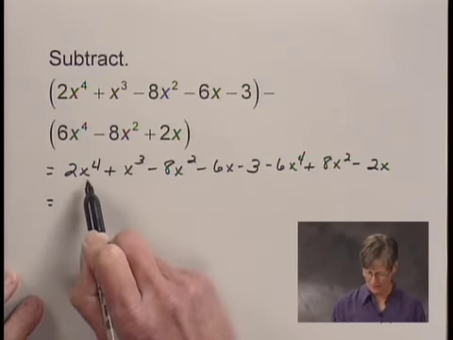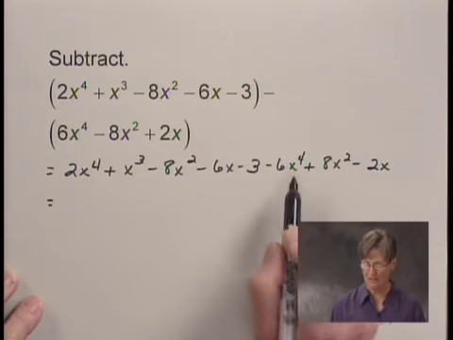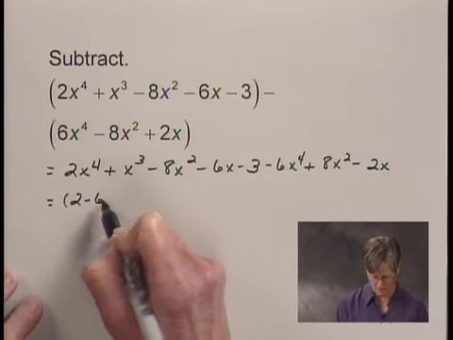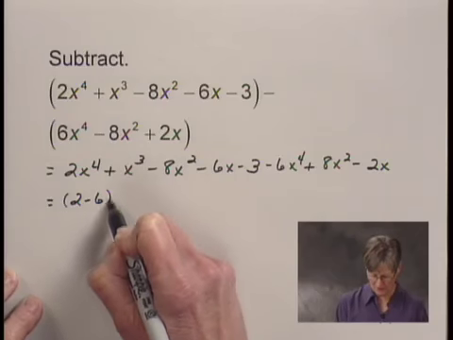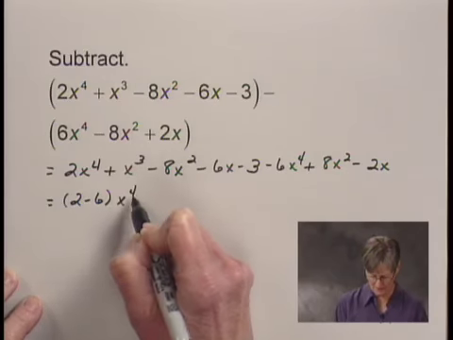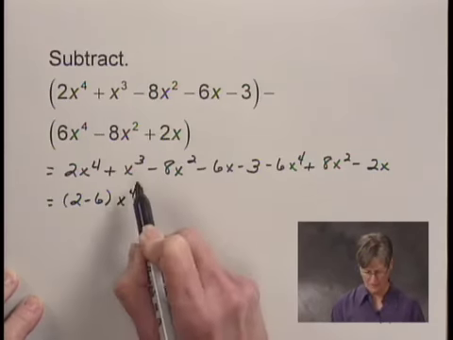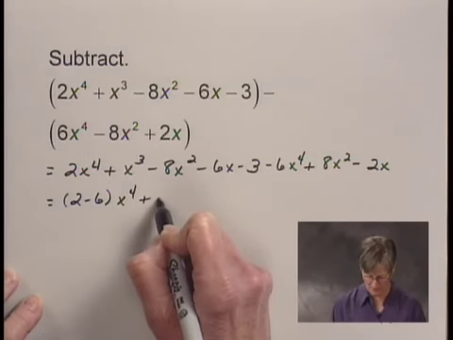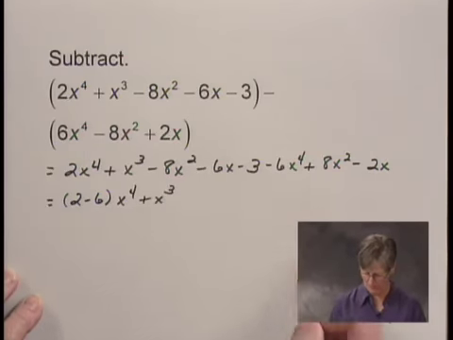And let's just look through here. I have an x to the fourth term here and an x to the fourth term here. And I can collect those terms by adding their coefficients. So I have 2 minus 6 times x to the fourth. Here is an x cubed term, and it's the only one we have, so we'll just write plus x cubed.